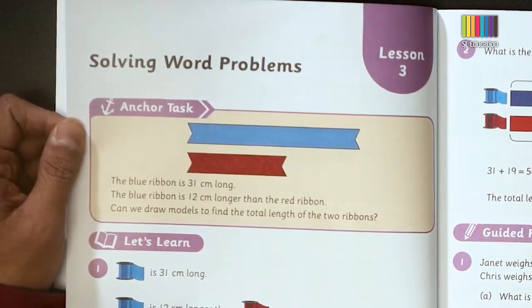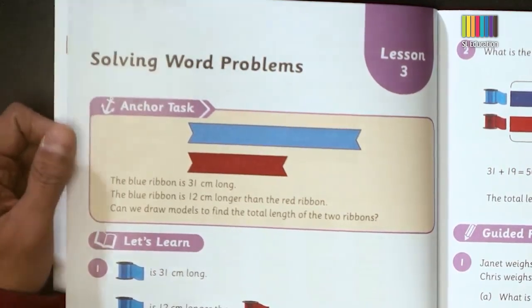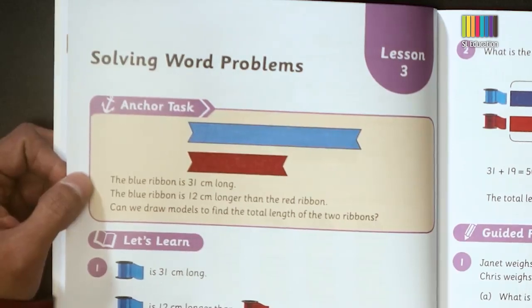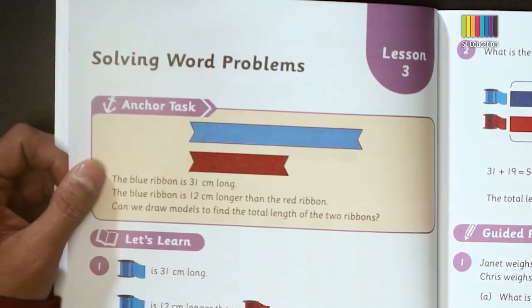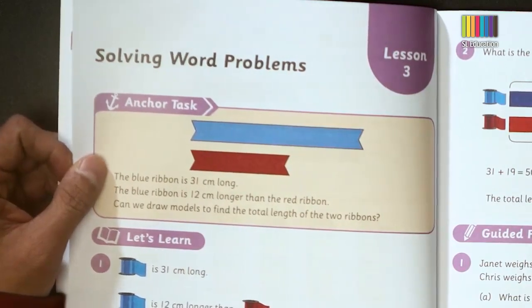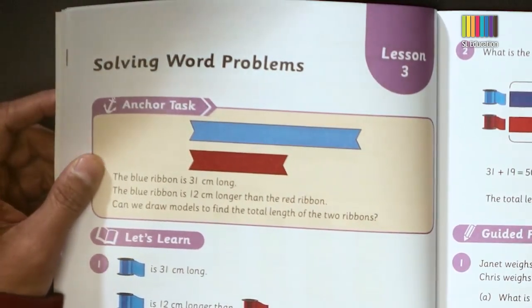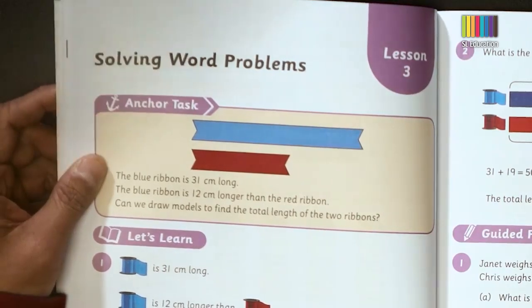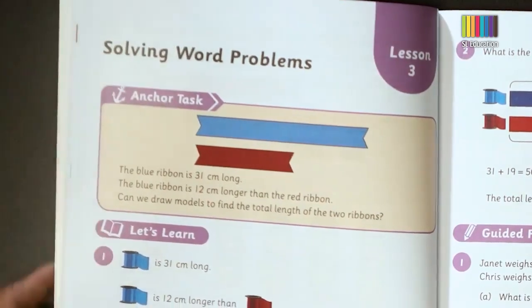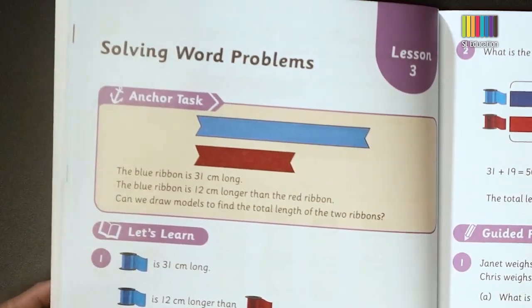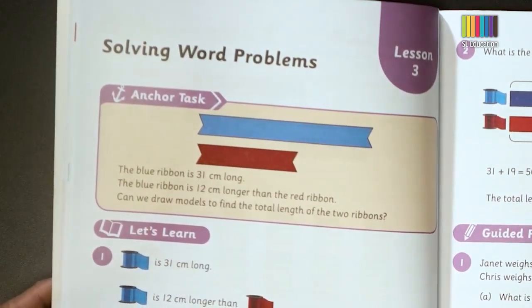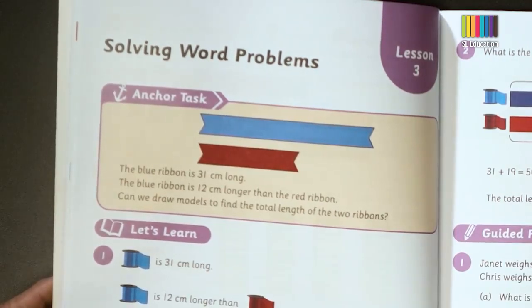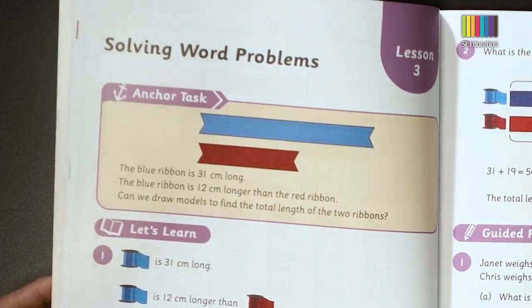In this other example, in solving a problem about ribbons, the blue ribbon is 31 centimeters long. The blue ribbon is 12 centimeters longer than the red ribbon. Can we draw models to find the total length of the two ribbons? In this case, using the bar models, students are able to represent the length of the two ribbons and from there figure out how they might be able to solve the problem by selecting the correct operation rather than relying on keyword strategy.